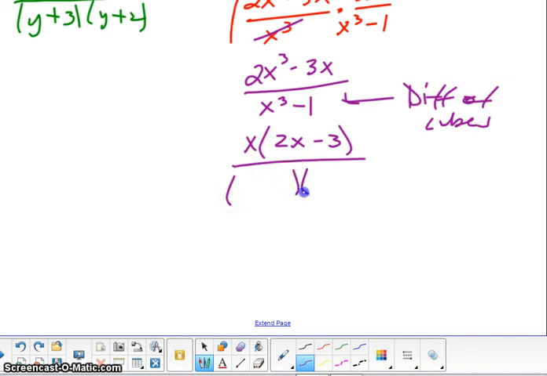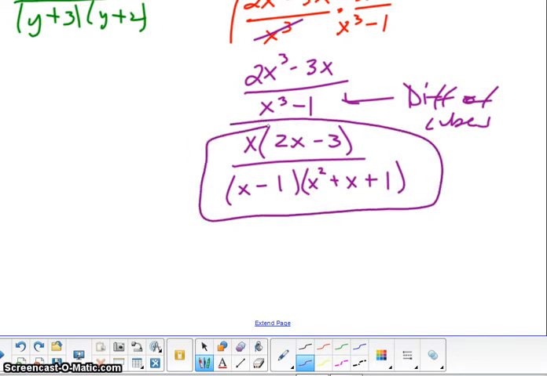And because it is a difference of cubes, I'm going to have the same sign, opposite sign, and always positive. Take the cube root and the cube root, and then square the first term, multiply the two of them, and then square the last term. Nothing in common to cancel, so that's going to be your final answer.